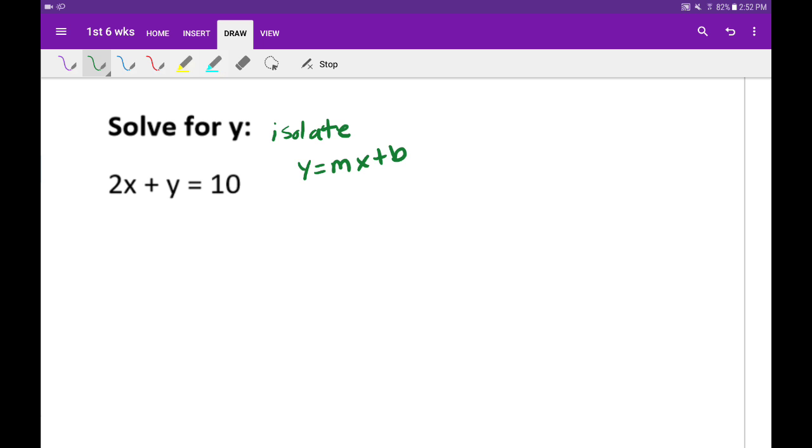So again, we're going to do our algebra rules again. Remove anything that's being added or subtracted to the y. We're trying to add a 2x to this y, so I'm going to subtract 2x both sides. Okay, those zero out. We bring down the y.